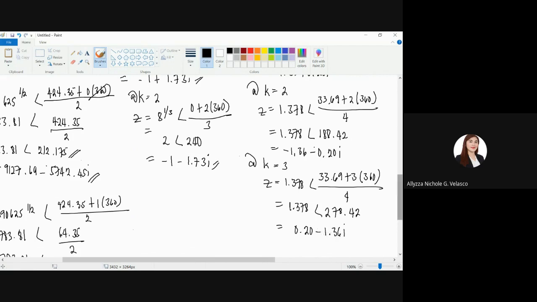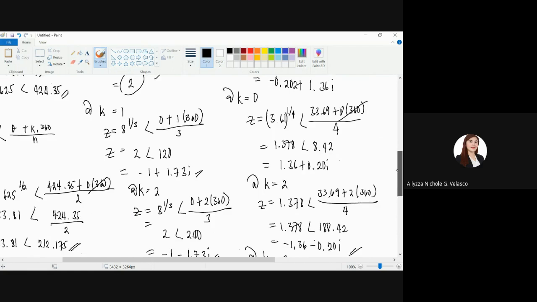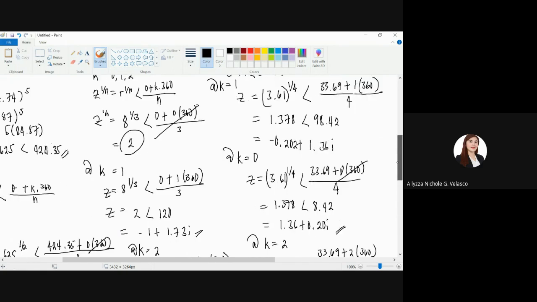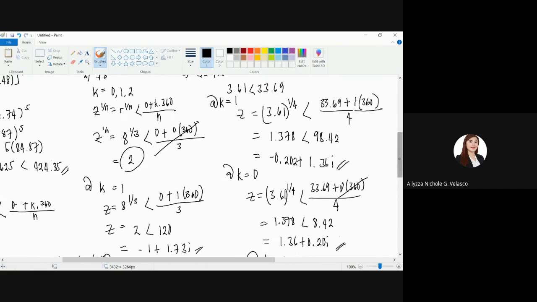So, ito po yung ating mga roots. So, 0.20 minus 1.36i, negative 1.36 minus 0.20i, 1.36 plus 0.20i, and this one. So, meron tayong 4 na roots.